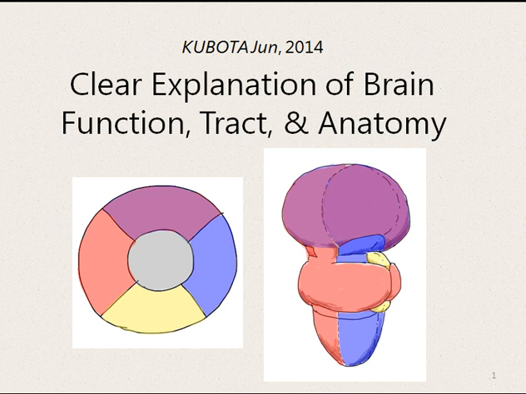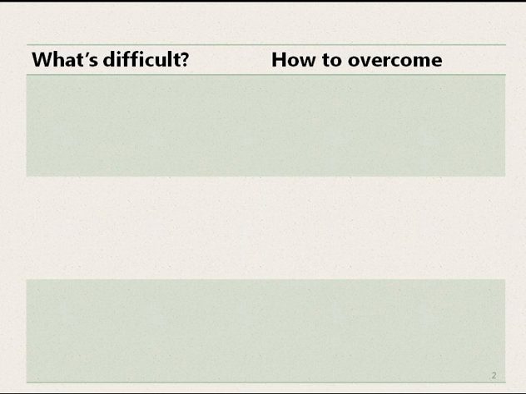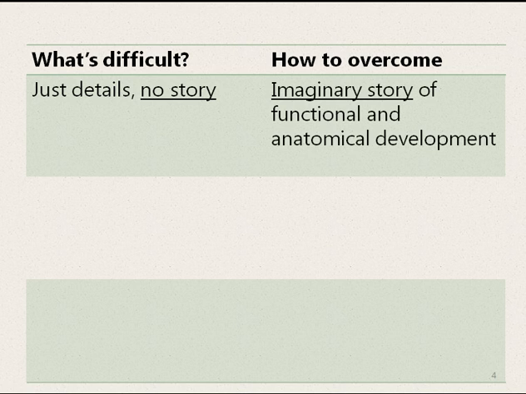This is a video for introduction of clear explanation of brain function, tract, and anatomy. In learning brain function, tract, and anatomy, there are three difficulties in traditional textbooks, so I propose ways to overcome them. The first is that it describes just details but has no comprehensive story, so I have made an imaginary story of functional, anatomical development that could clearly explain the facts.